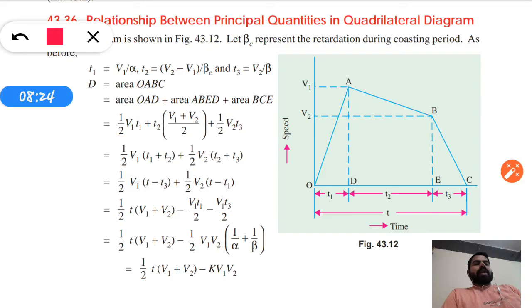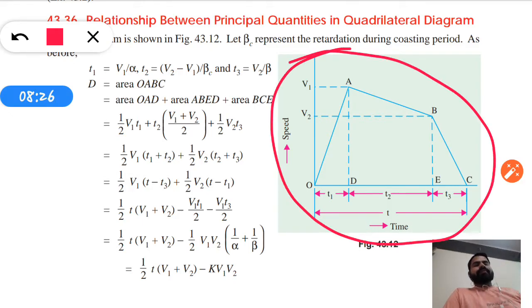This is the quadrilateral diagram, okay. Here T1 is equal to Vm upon alpha, as we know that alpha is equal to Vm upon V1 upon t. Well, acceleration is velocity upon time, that's why this relation is given. T2 is (V2 minus V1) upon beta c, okay. Beta c is the coasting retardation of the coasting period, and T3 is V2 upon beta, where beta is the retardation and alpha is the acceleration.